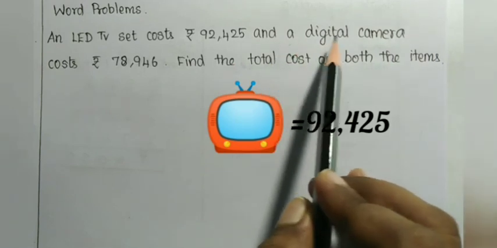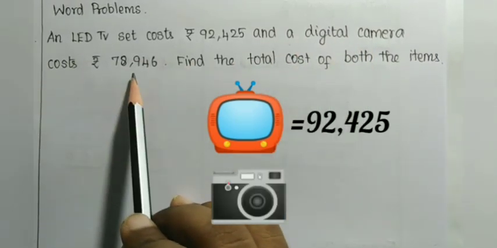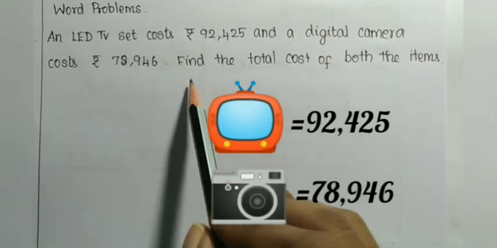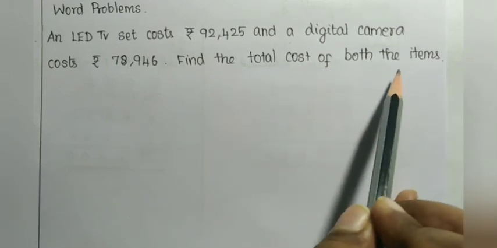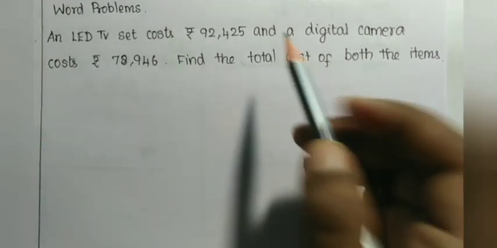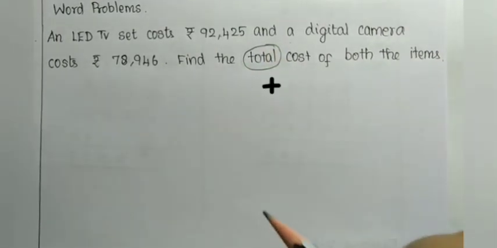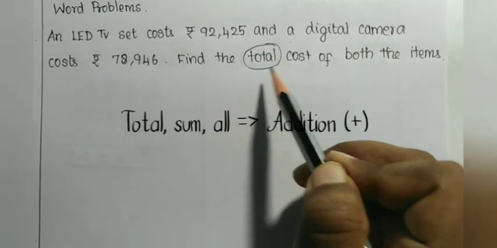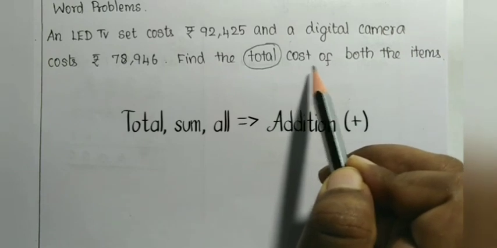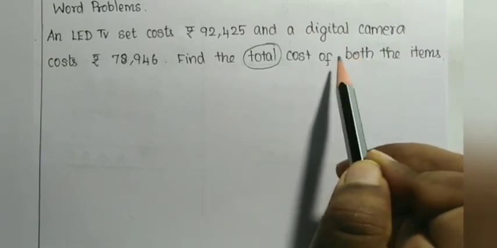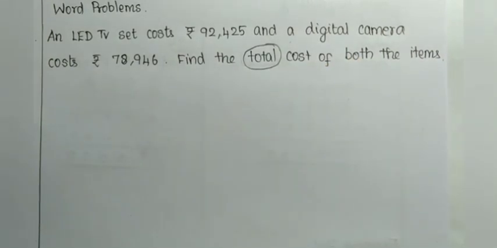Word problems. An LED TV set costs rupees 92,425 and a digital camera costs rupees 78,946. Find the total cost of both the items. See the keyword total. It means addition. Okay, if you see the word total, sum, all, then it is all addition. Okay, so let's write the statement now.